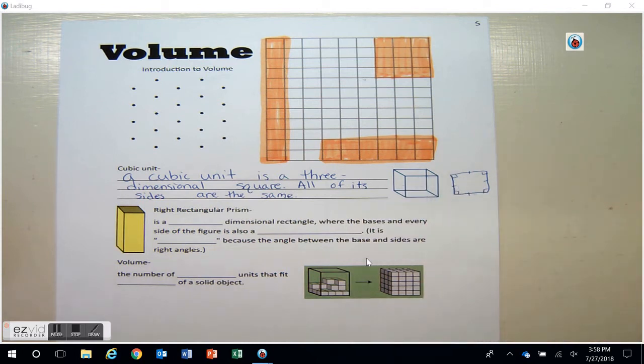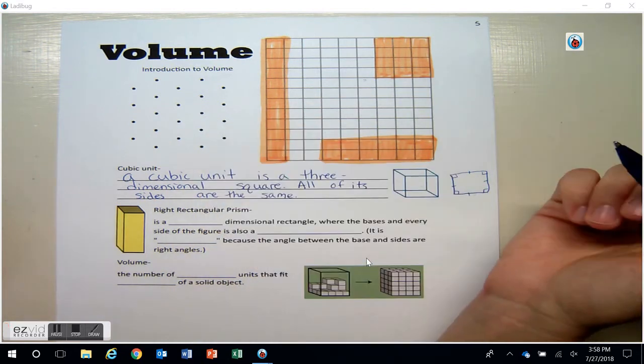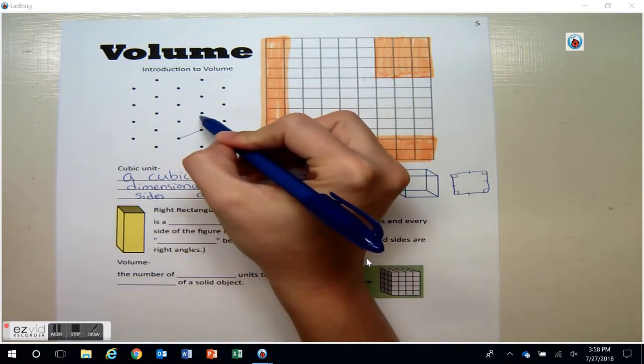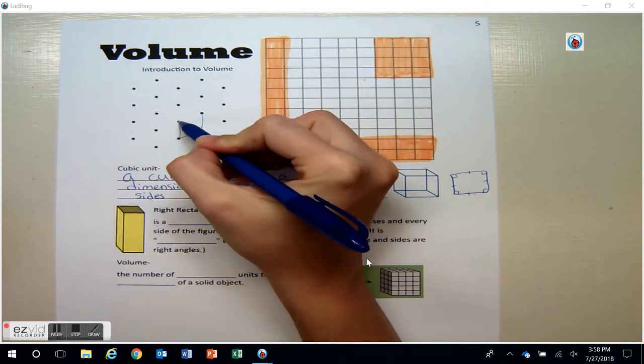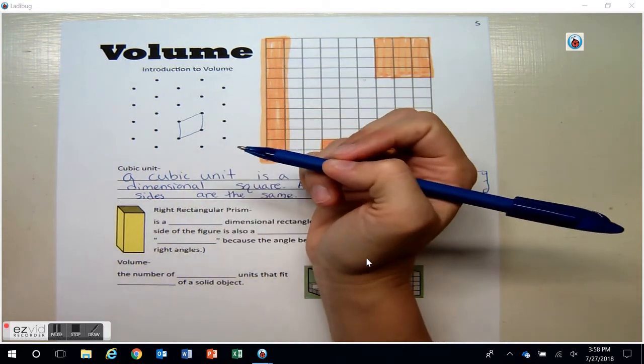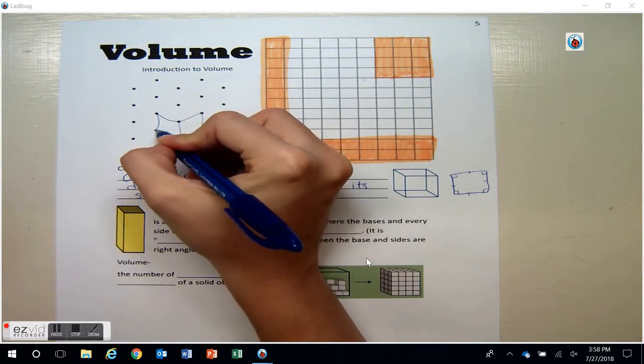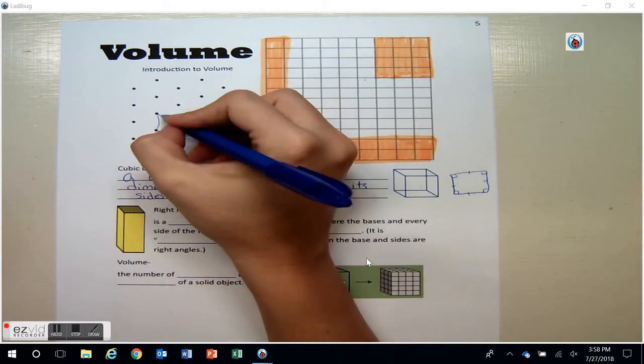Okay. I'm going to ask that we now just practice drawing a cube. These dots are pretty helpful. We can draw that square. Looks like the square is at a bit of an angle. And then we draw the other side of the cube, which is also a square. And we can connect up there to make our cube.